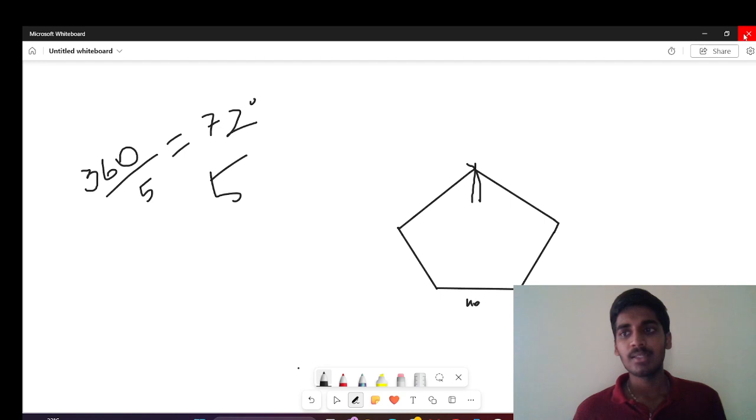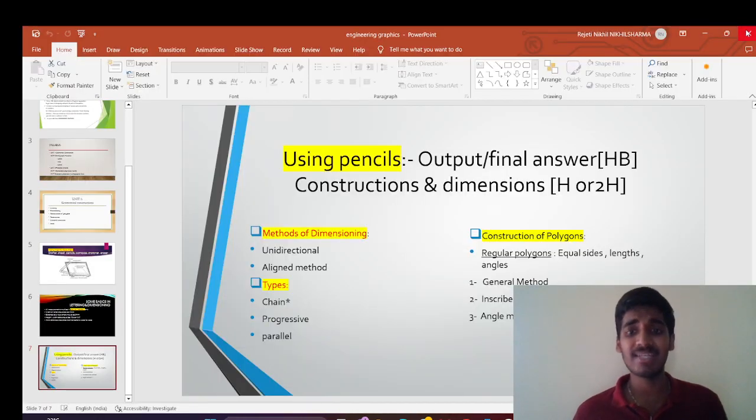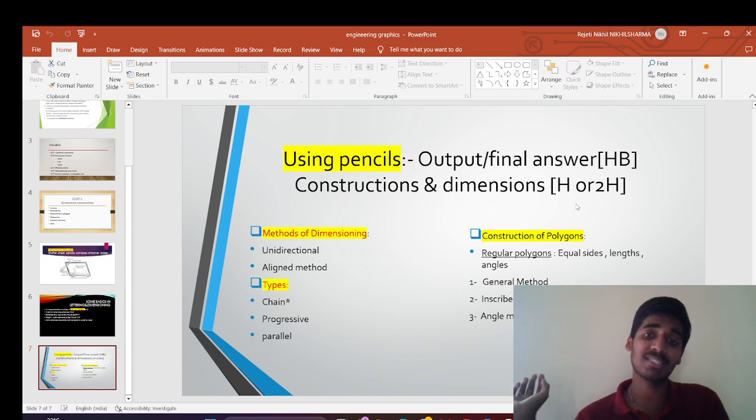I'll try to explain the general method and inscribed circle method on a board, because as I am doing it on a laptop, you can see how I am struggling to explain the angle method, so it's a bit tough. No problem, I'll try my level best in the general method and inscribed circle method.